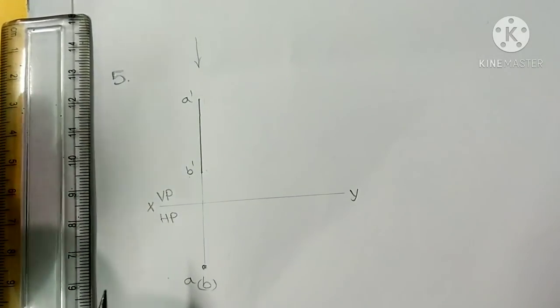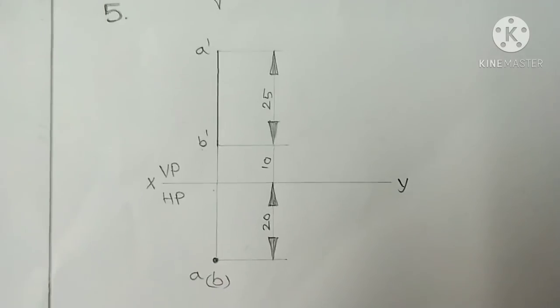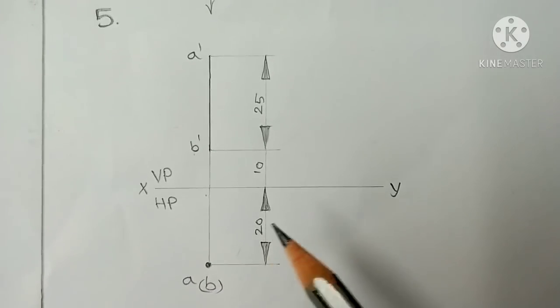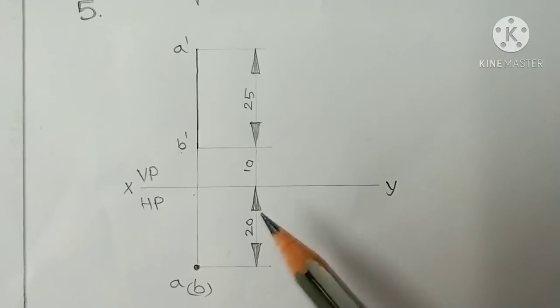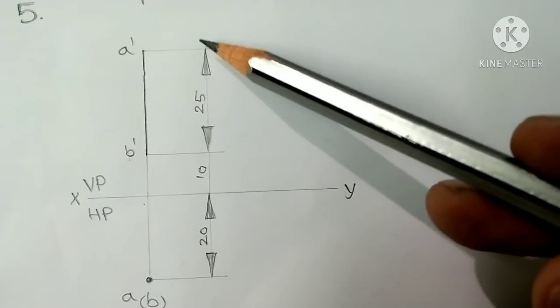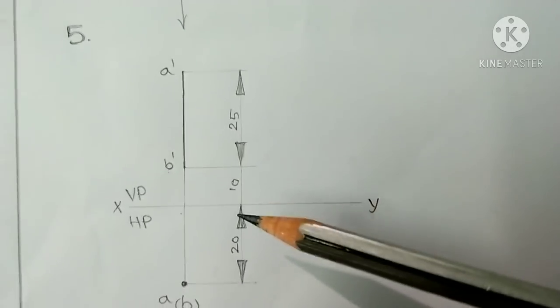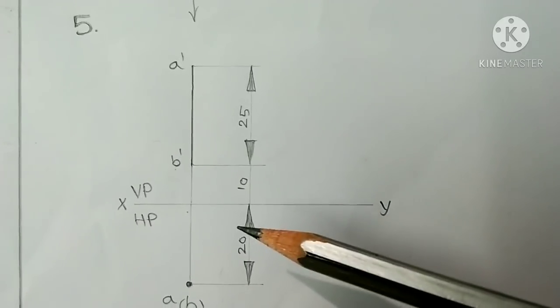Now the projections are over. Now let us show the dimensions also. Finally, in this way we can show the dimensions. This is 20 mm in front of the VP, point B is 10 mm above the HP. Similarly, point A is 10 plus 25, that is 35 mm above the HP. These are the final projections of the given line.